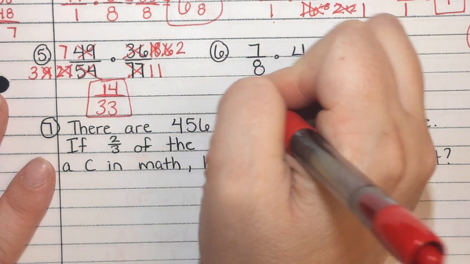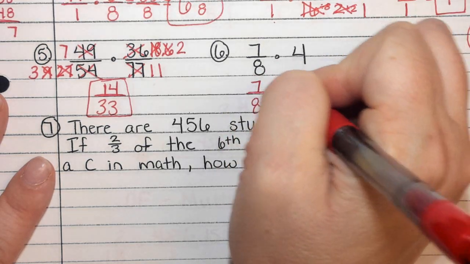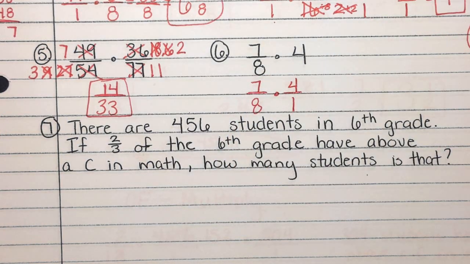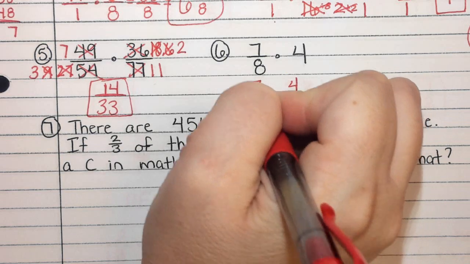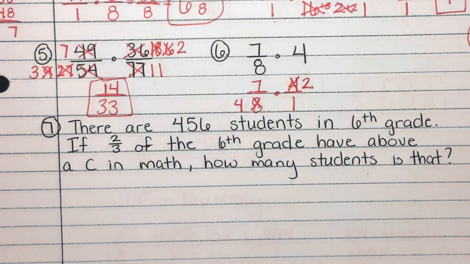Yeah, so on this next one we have 7 eighths, which is fine. But I need that 4 to have a 1 on the bottom. So I'm going to write it as 4 over 1. Okay? We want to see, can we simplify anything on this problem? The 4 and the 8. What number can I divide 4 and 8 by? Carrie? 2. So 8 divided by 2 is 4. And 4 divided by 2 is 2. All right, I can still simplify on this problem.